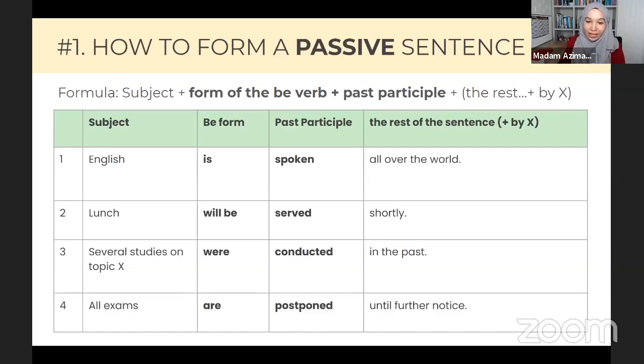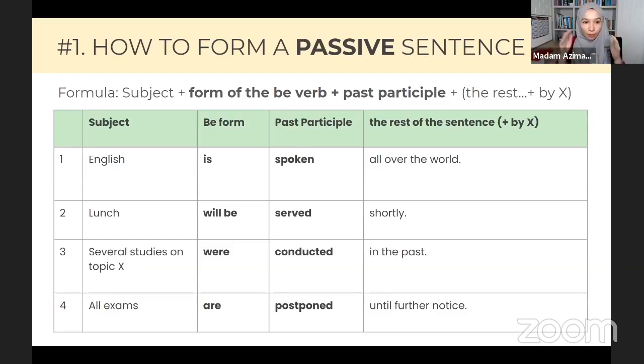Okay, so write this down, everybody. Write the formula down and then we'll go through some examples. So the formula, how do we form a passive sentence? This is the formula. Subject. Remember we talked about subject early on, some of the concepts. After the subject, we put a form of the be verb and then a past participle, remember concept 8, past participle, and then the rest of the sentence. And if I want to write by someone, by X, by wherever.